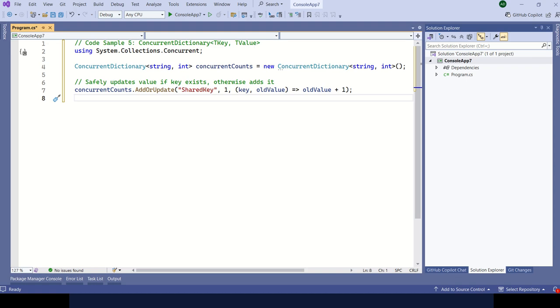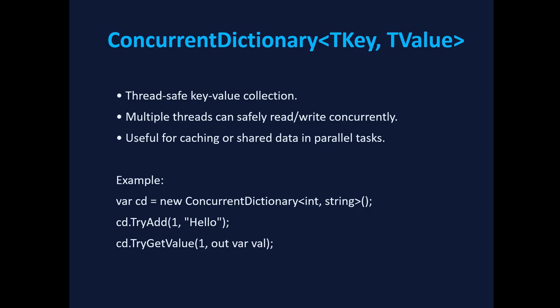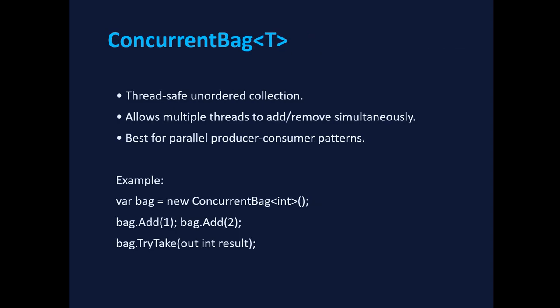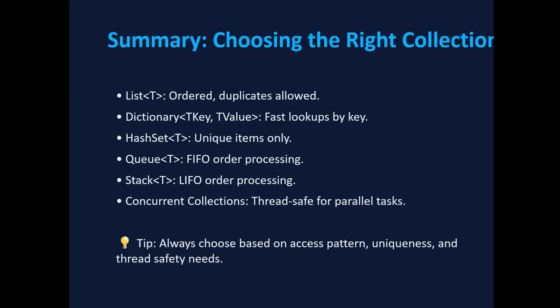So we reached the final. This is the concurrent bag. This is the concurrent queue. This is the concurrent dictionary. So we reached the final summary.